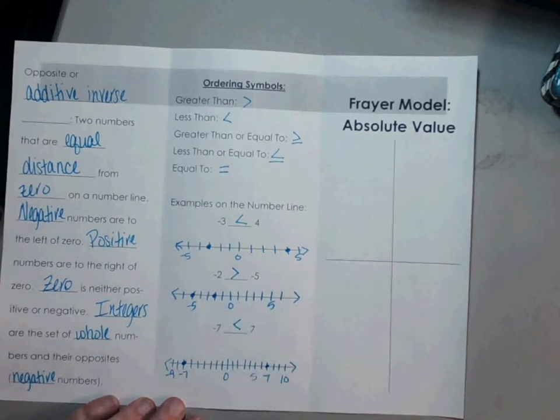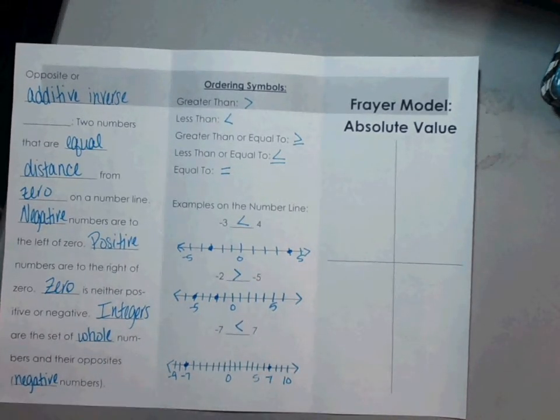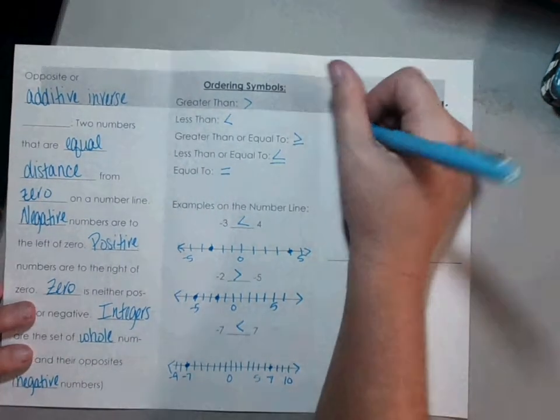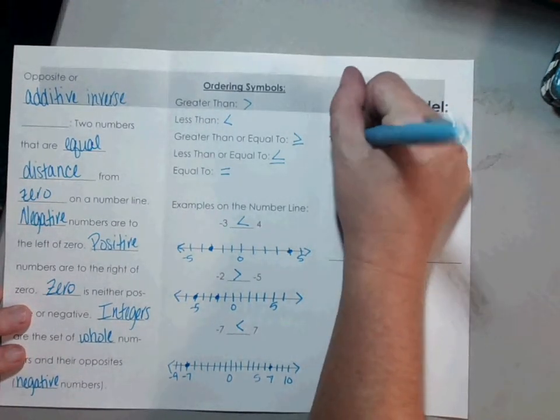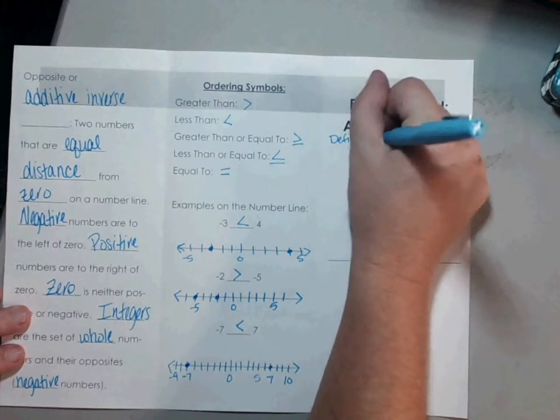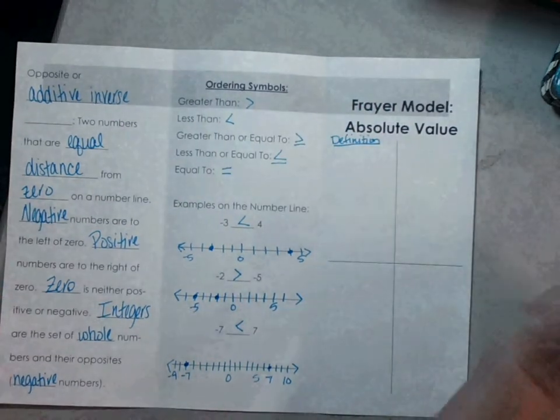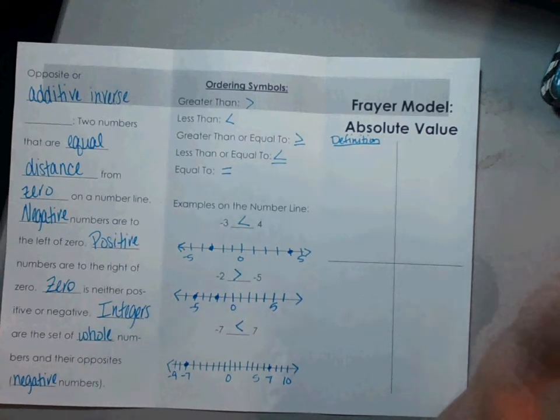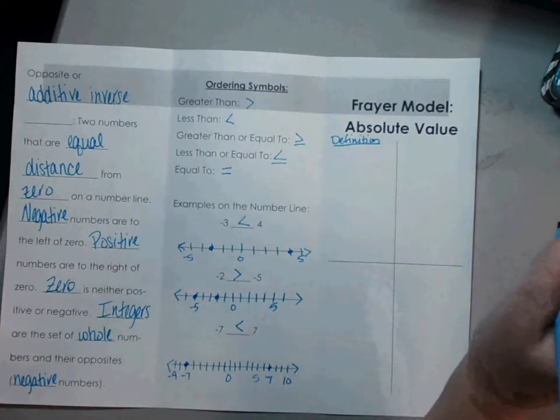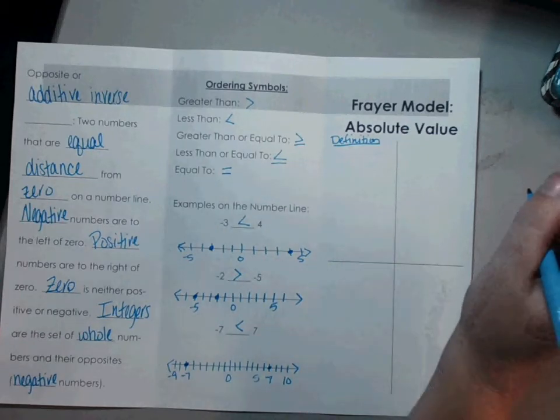So negative 7 is less than positive 7. Okay, for our Frayer model, up here on the top, we're going to put our definition. You're going to have to write small because it is not going to fit if you write gigantic like an elephant. Okay, your definition: the distance from the number to 0. Absolute value is always positive.